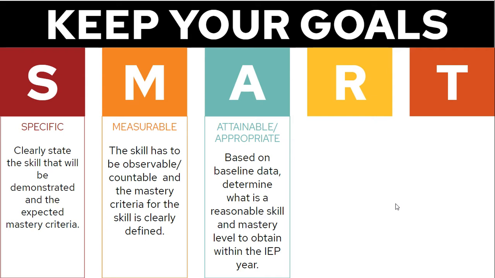Attainable and appropriate. Based on baseline data, determine what is a reasonable skill and mastery level to obtain within an IEP year. Annual goals and objectives are written to be worked on and hopefully mastered in an IEP year. The expected skill and mastery criteria should stretch the student's ability, but still remain possible for the student to achieve.